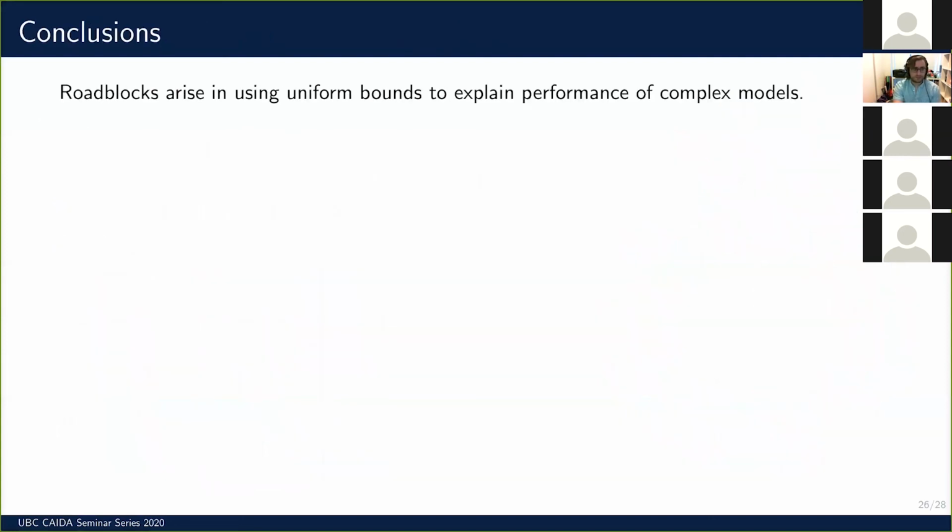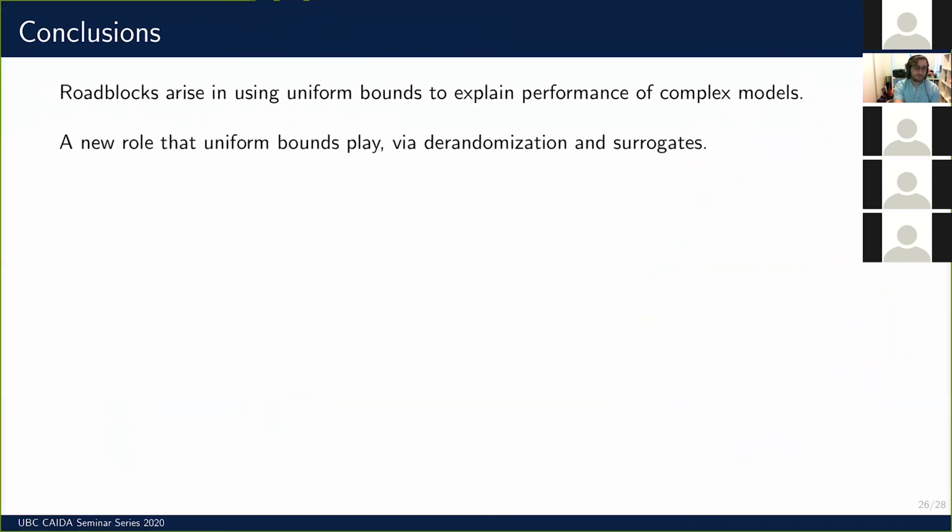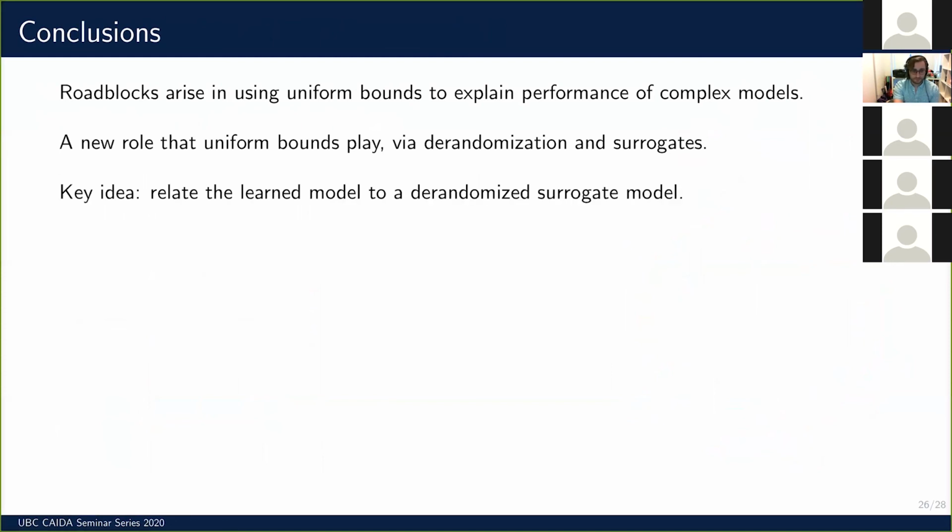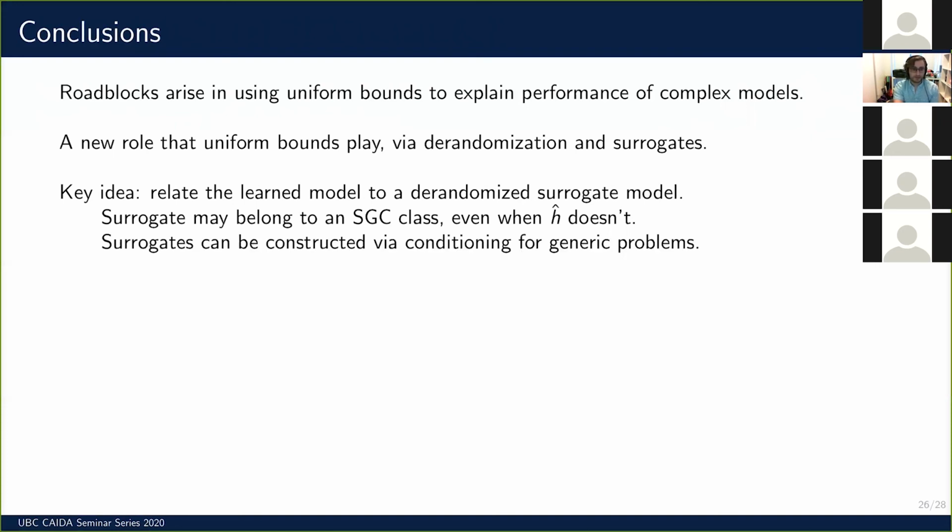So just to conclude, we saw how roadblocks arise in using uniform convergence to explain performance of complex models. And we saw a new role that uniform bounds play via derandomization in surrogates. And the key idea is to relate the learned model to a derandomized surrogate model. And the surrogate will hopefully belong to a uniform convergence class, even if the learned hypothesis that we actually care about doesn't. And the surrogates can be constructed via probabilistic conditioning for very generic problems.